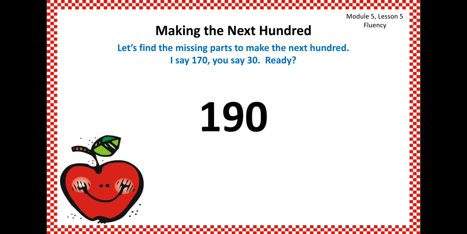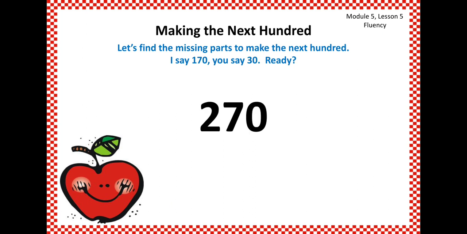Let's find the missing part. 190. The missing part here to make a complete 100 is just 10. Add 10 to 190, you will get 200. 160. To make the next 100, we add 40.